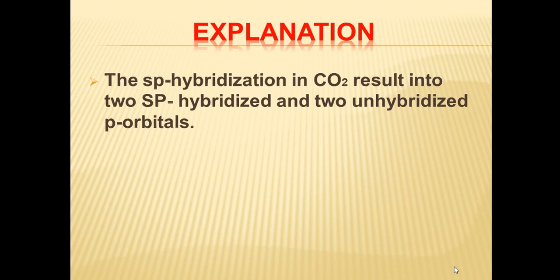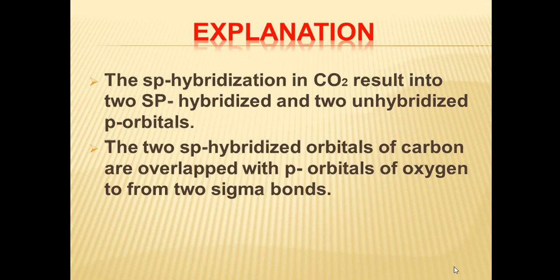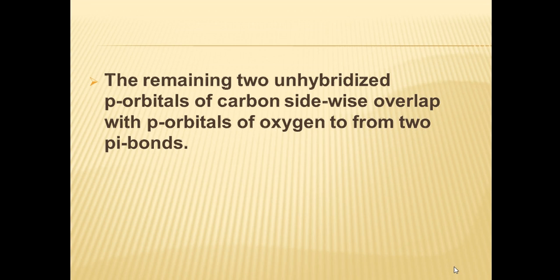The sp hybridization in carbon dioxide results in 2 sp hybridized and 2 unhybridized p orbitals. The 2 sp hybridized orbitals of carbon are overlapped with p orbitals of oxygen to form 2 sigma bonds. The remaining 2 unhybridized p orbitals of carbon sidewise overlap with p orbitals of oxygen to form 2 pi bonds.